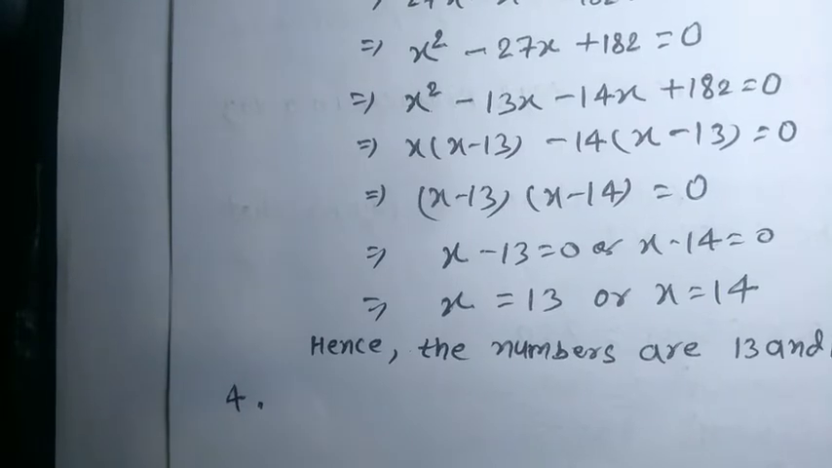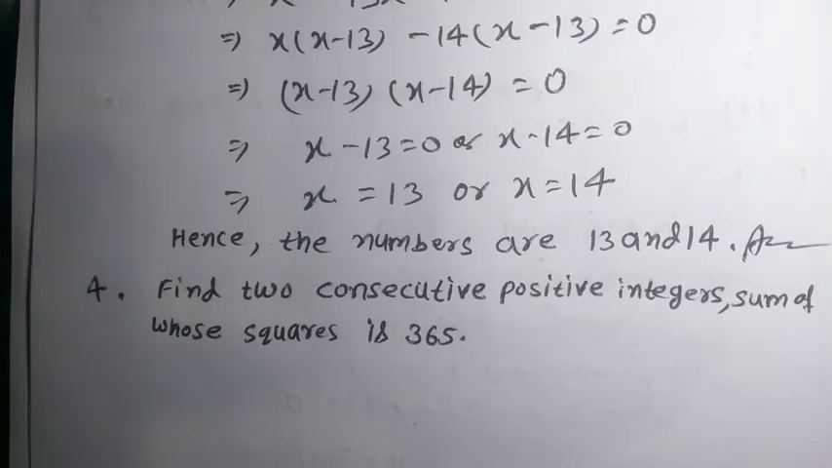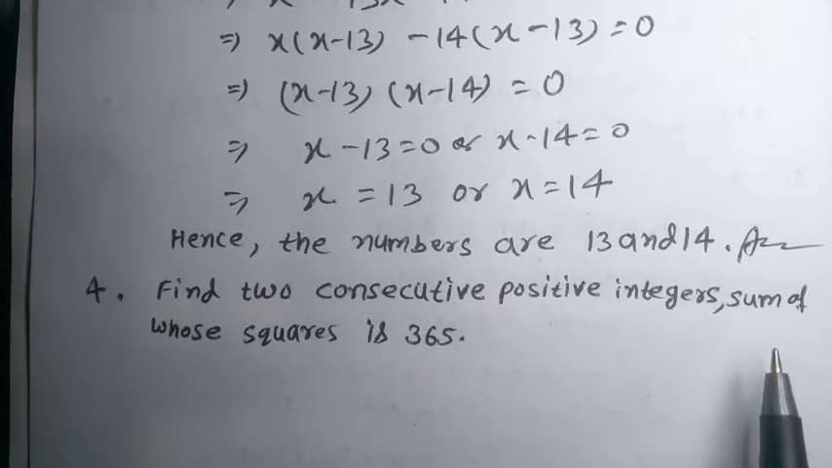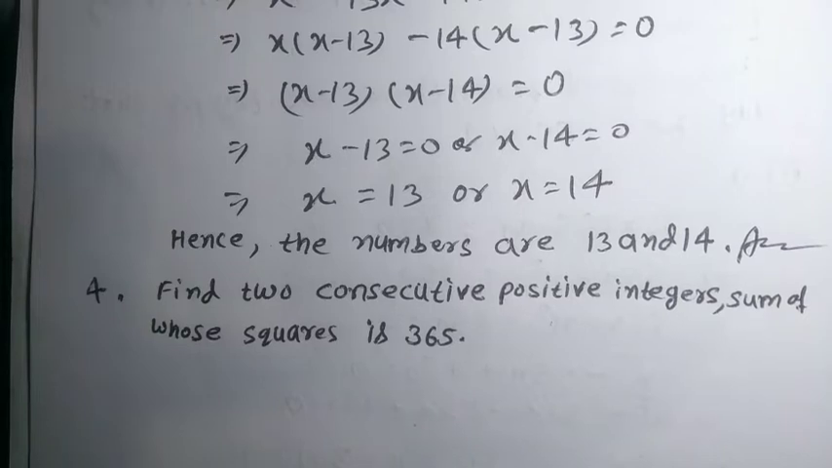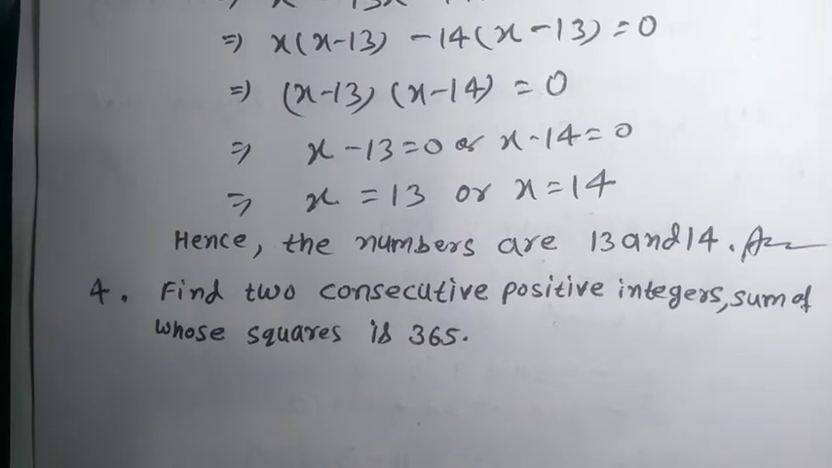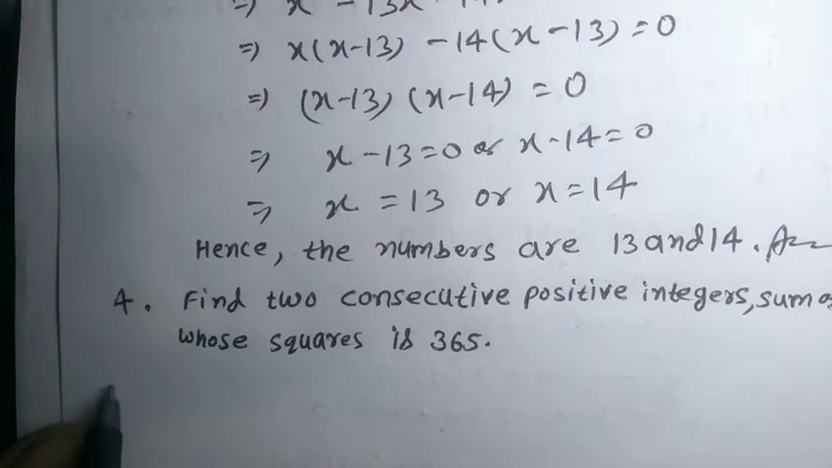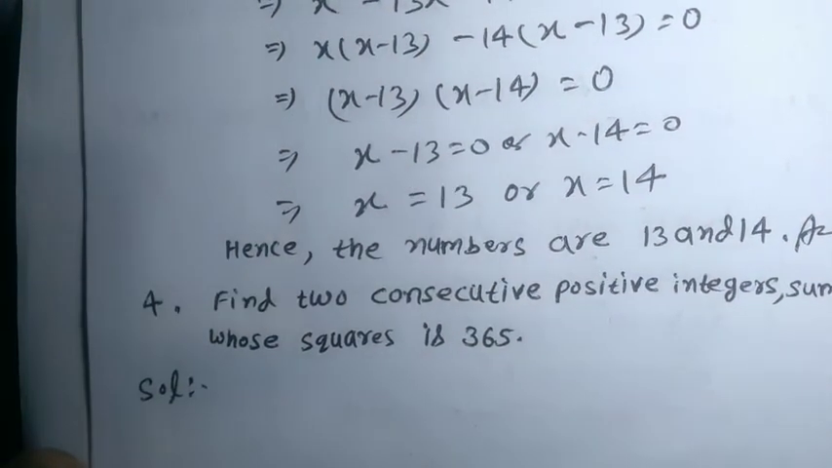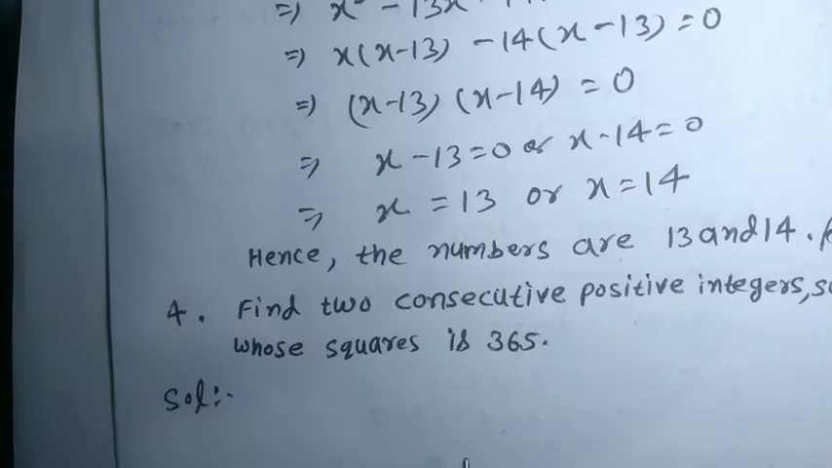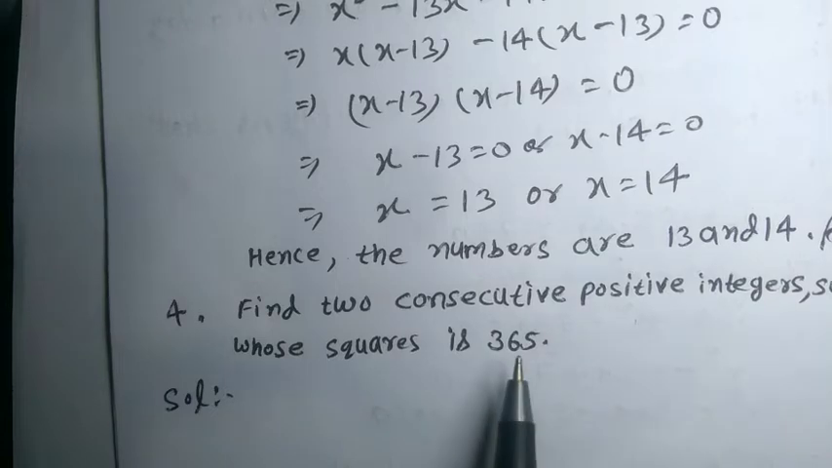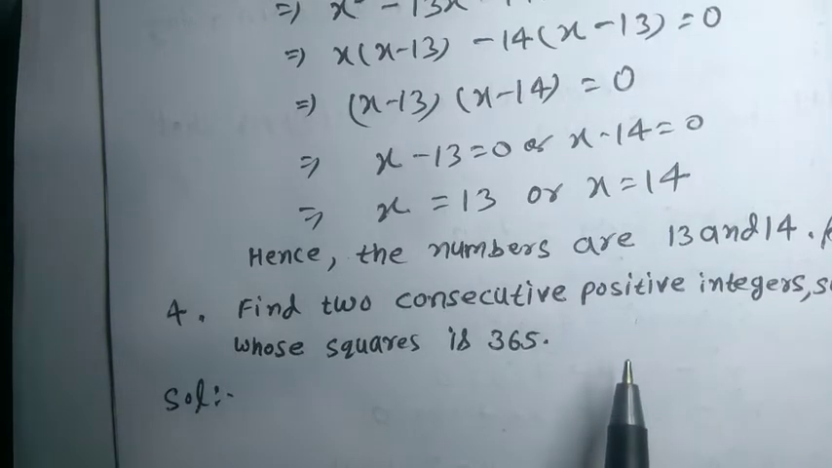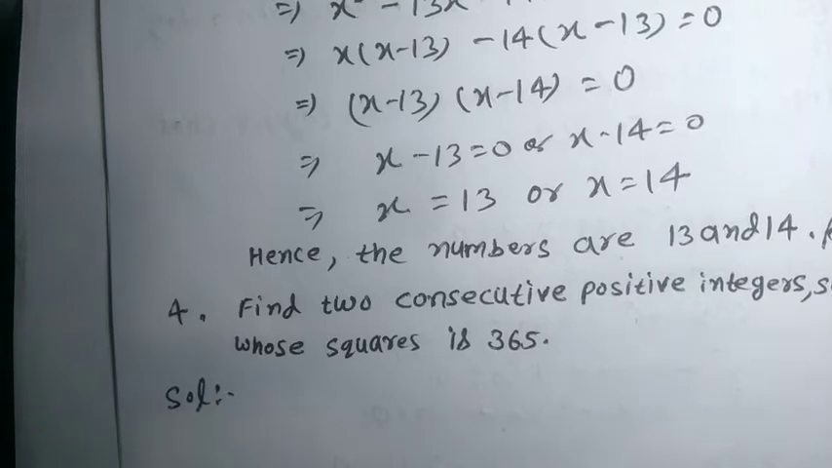Now the question number 4 is, find two consecutive positive integers, the sum of whose squares is 365. Solution. Suppose that one positive integer is x, then the second consecutive positive integer is x plus 1.